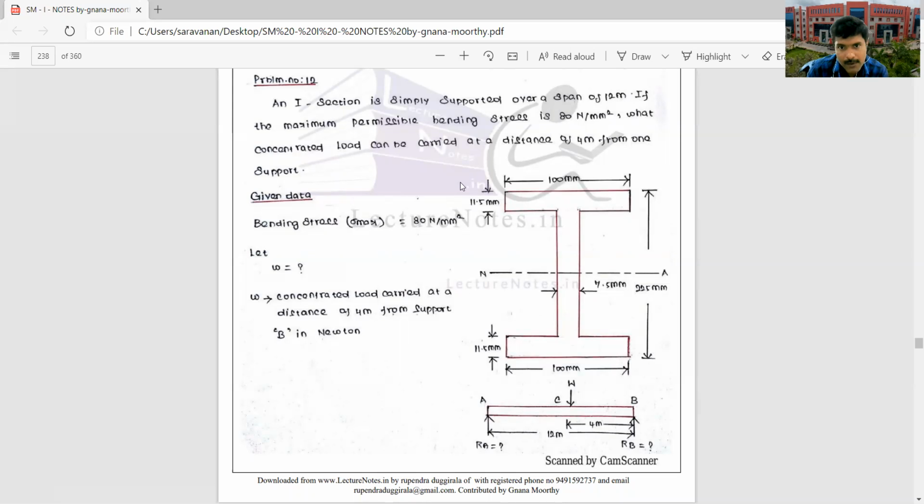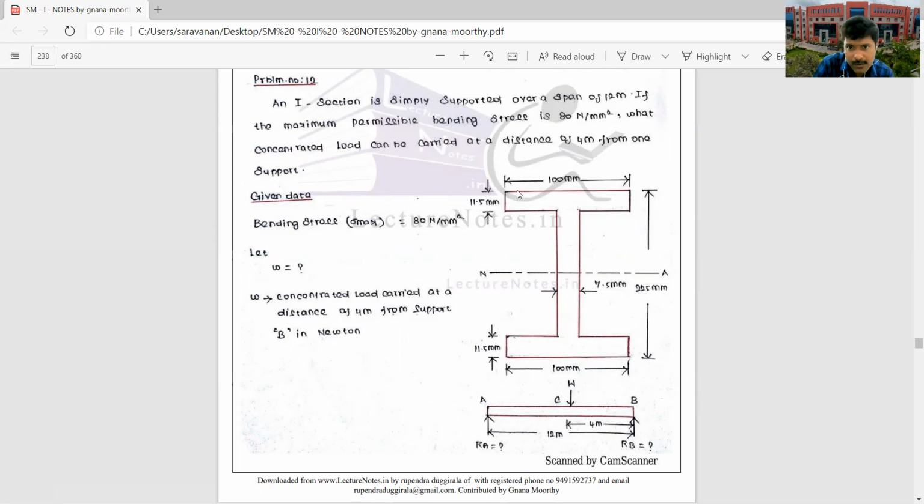If the maximum permissible bending stress, sigma maximum, is 80 Newton per mm square, what concentrated load W can be carried at a distance of 4 meter from any one support? That is their question. So bending stress sigma maximum is given as 80 Newton per mm square, they are asking W. W is nothing but the concentrated load carried at a distance of 4 meter from the support B, in Newton.